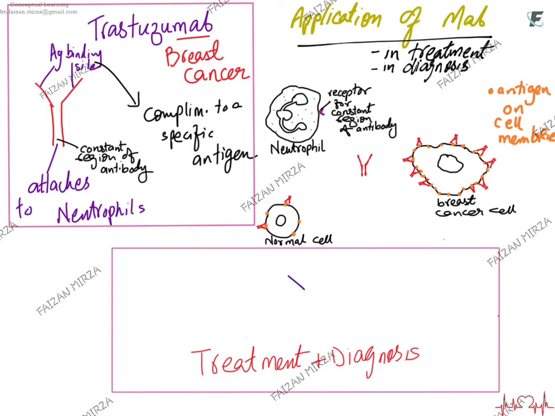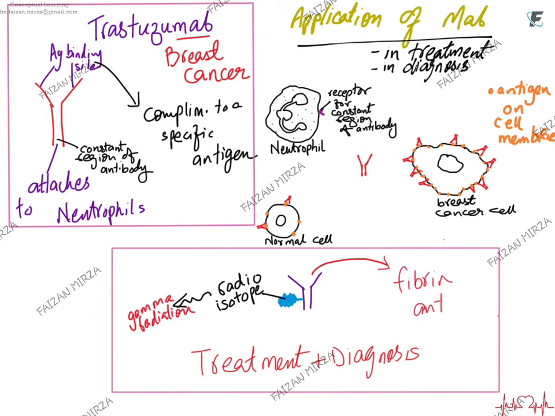Another process that we can do is in the diagnosis of deep clots in the body. An antibody is made with a radioisotope attached which can emit gamma radiations. This antibody is raised against fibrin antigen, and this monoclonal antibody is an anti-fibrin antibody. You can inject this antibody in a patient who you suspect has a deep clot in some tissue. The antigen binding sites will go and attach to the fibrin present in the clot of that patient.